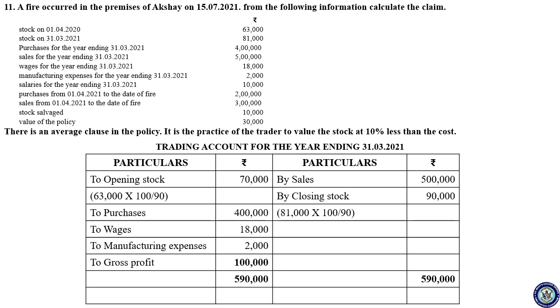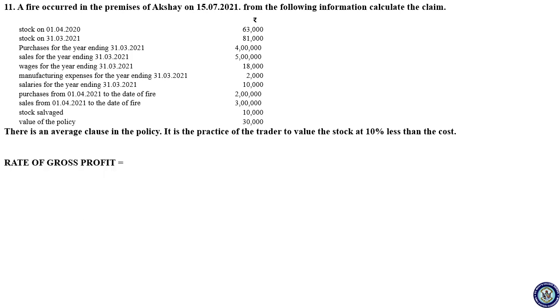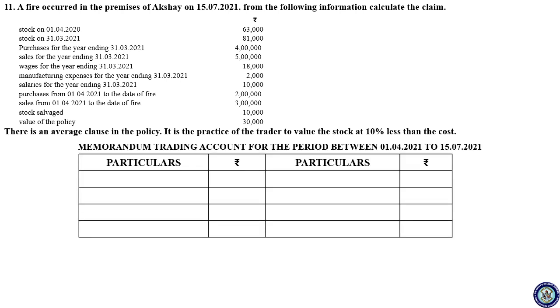So next, you have to calculate the rate of gross profit, and I assume that you know how to calculate the rate of gross profit, right? Your rate of gross profit is 20%. Gross profit divided by sales into 100.